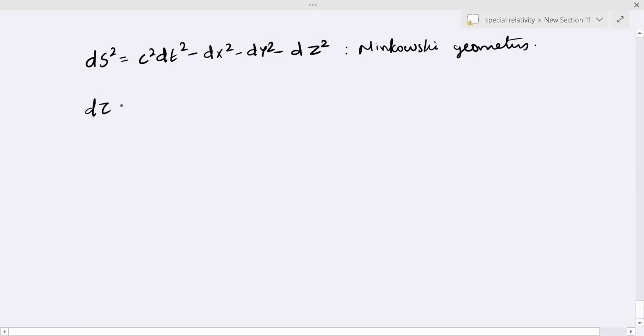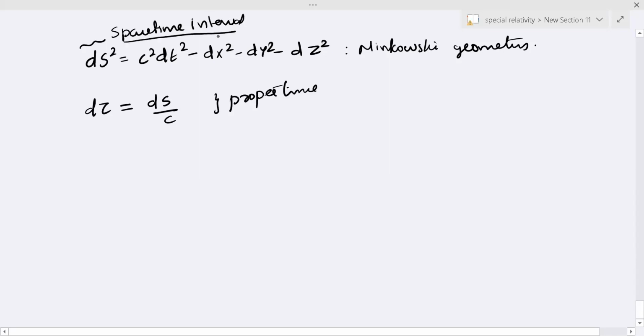We saw that d tau can be written as ds by c. It's related to the proper time. We called this the space-time interval. So it's a notion of distance between 2 points in space-time.